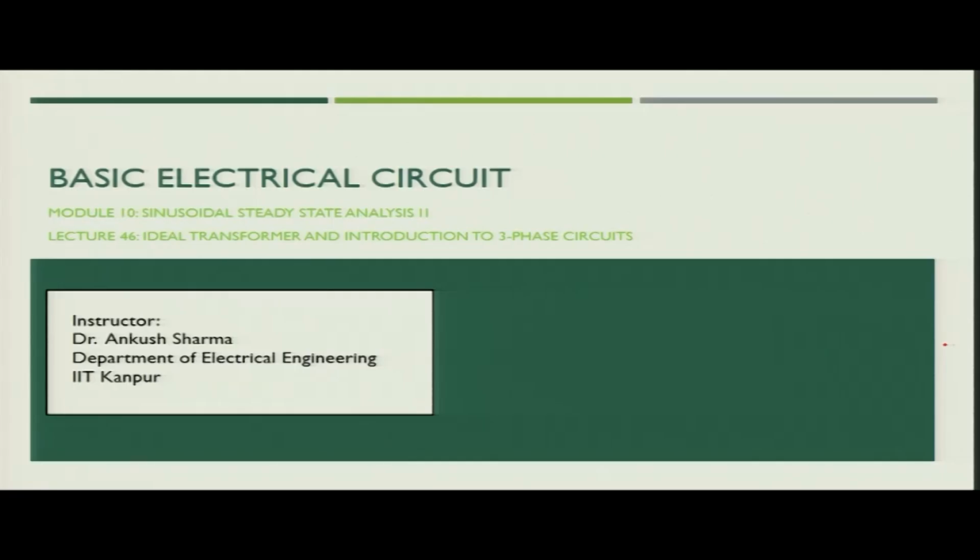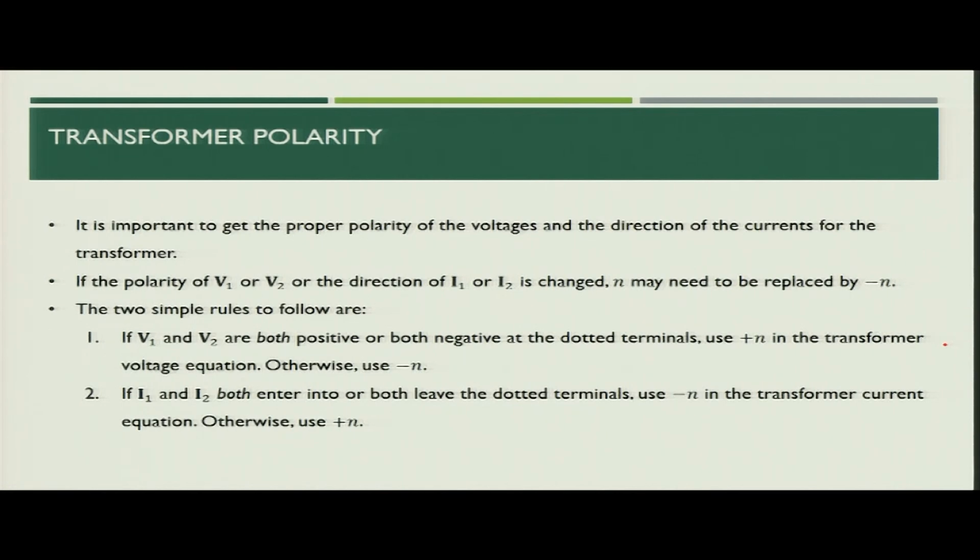Namaskar. So, in last class we were discussing the transformer polarity. So, we will continue our discussion. Let us see the transformer polarity which we discussed in the last class. We discussed that it is important to get the polarity of the voltage and the direction of the current for the transformer. Now, the polarity of voltages on the primary and secondary side of the transformer and the direction of current I1 and I2, that is, the primary current and the secondary current.